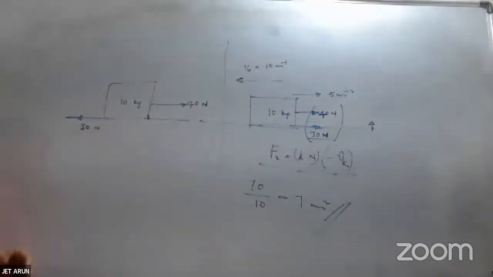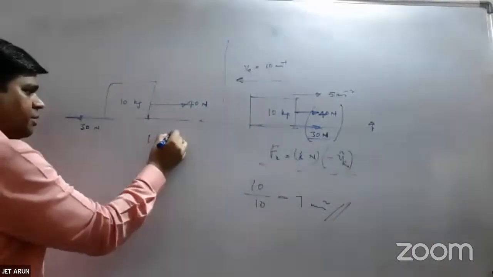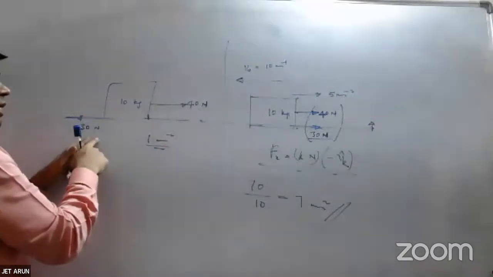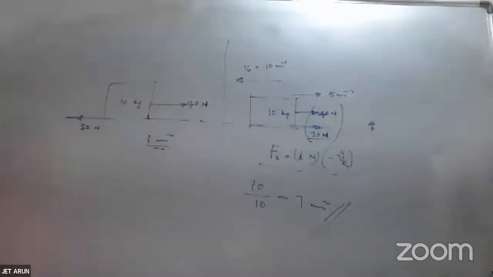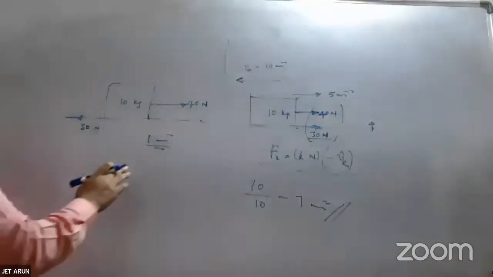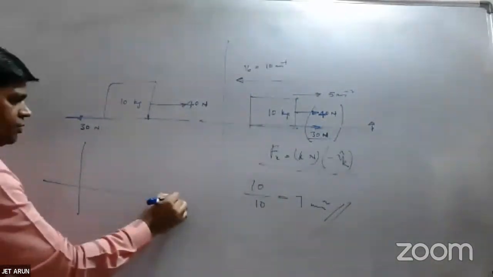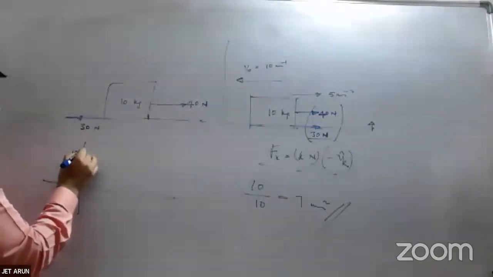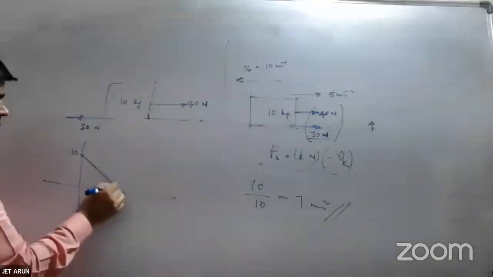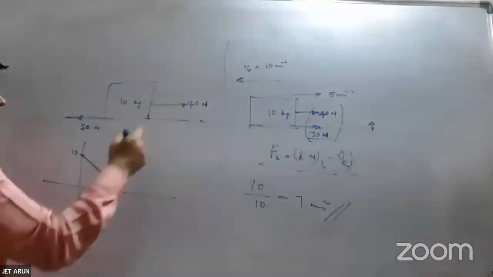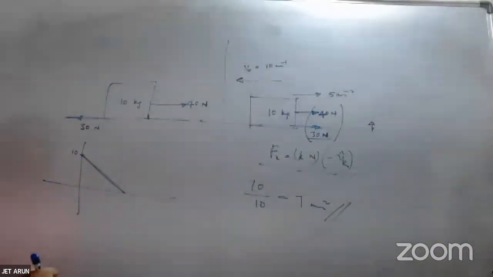Block will start moving towards right, with an acceleration of 1 meter per second square. 40 minus 30 is 10. 10 by 10 is 1. All right. Now, ఈ వెలాసిటీ టైం గ్రాఫ్ ఎలా ఉంటుంది చూద్దాము. 10 నుంచి 0 అవుతుంది. 0 అయిన తర్వాత ఏమవుతుంది? పార్టికల్ ఇస్ రివర్సింగ్ ఇట్స్ వెలాసిటీ. Yes, sir. సో ఎలా ఉంటుంది గ్రాఫ్? Can you just think?